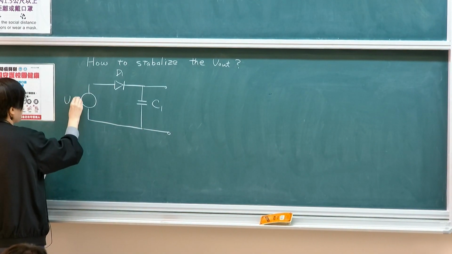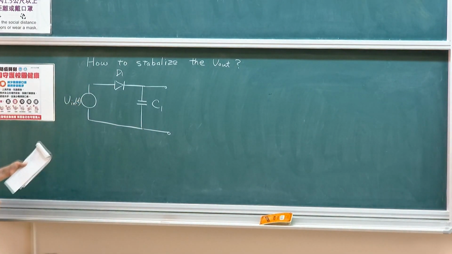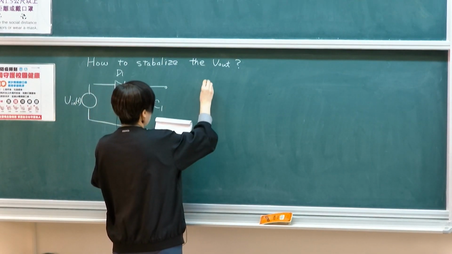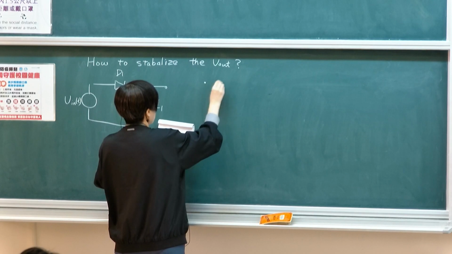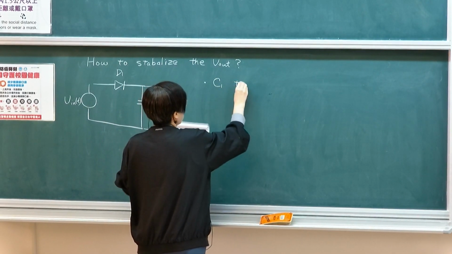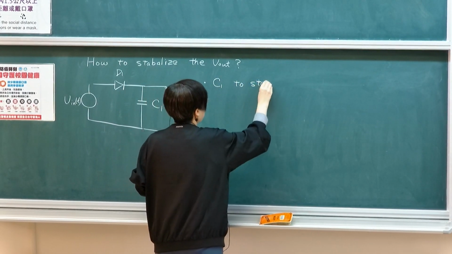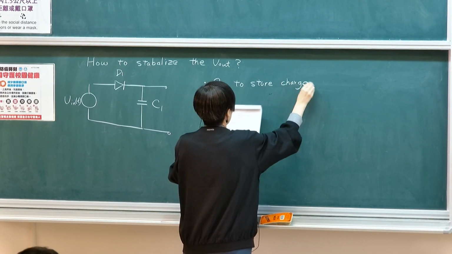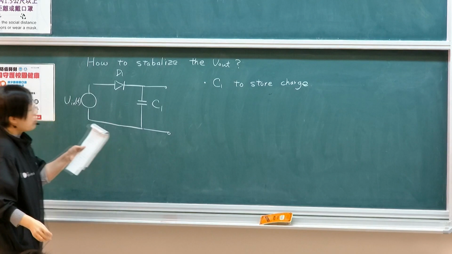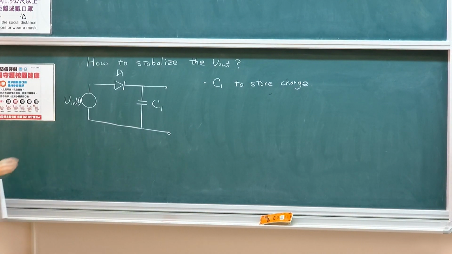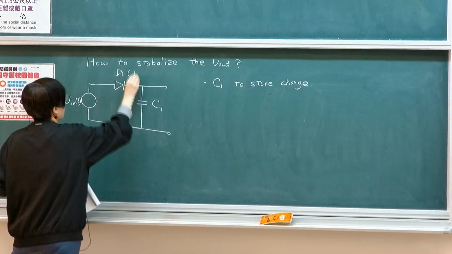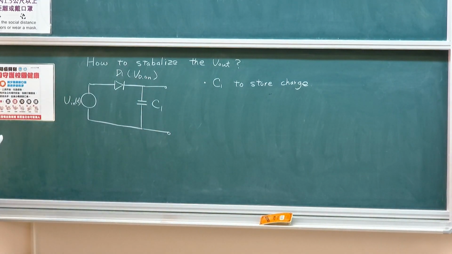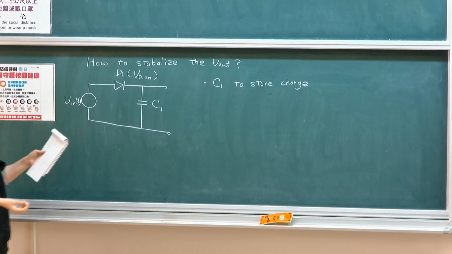This will still be the same input AC signal. So we use a capacitor load to store. You use C1 to store charge. We're still assuming the constant voltage model, so I'm giving you V_D on, about 0.8 volt.